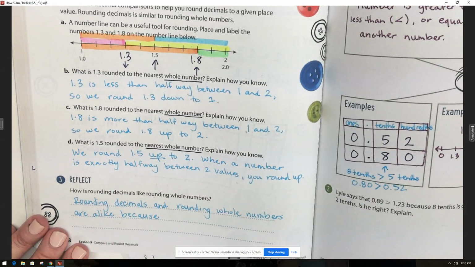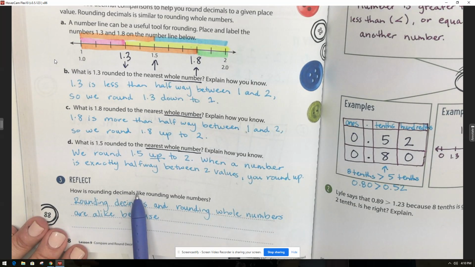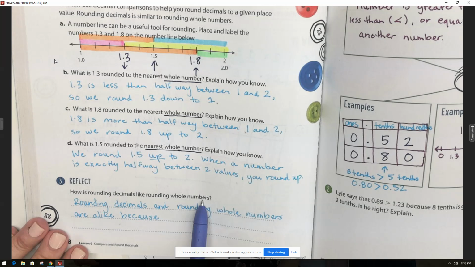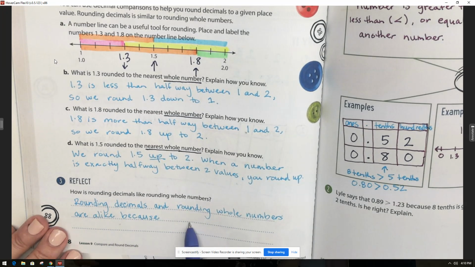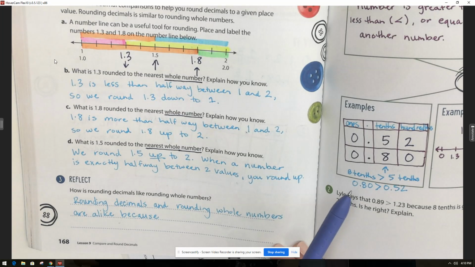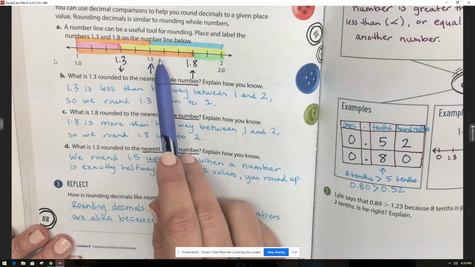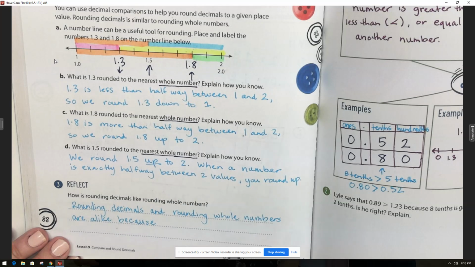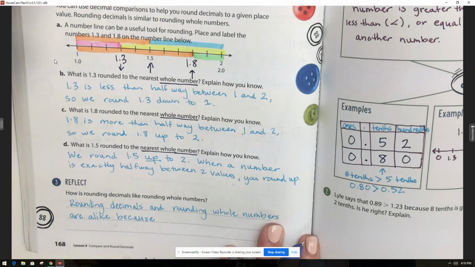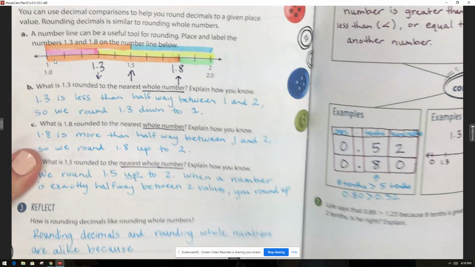So right now I want you to reflect. It says rounding decimals and rounding whole. How is rounding decimals like rounding whole numbers? So I want you to answer this question. Rounding decimals and rounding whole numbers are alike because how are they alike? What is one thing that you notice is the same when you round decimals and when you round whole numbers? I want you to go ahead and pause it and answer it, and then when you're ready to move on, unpause it, and we'll go over and fill out our graphic organizer.